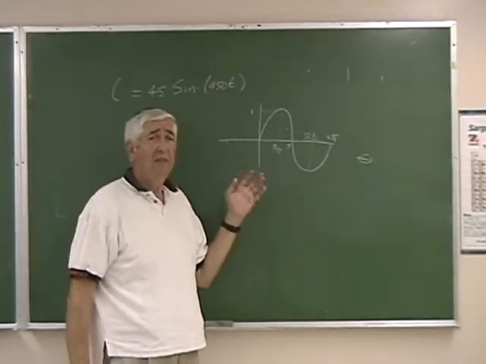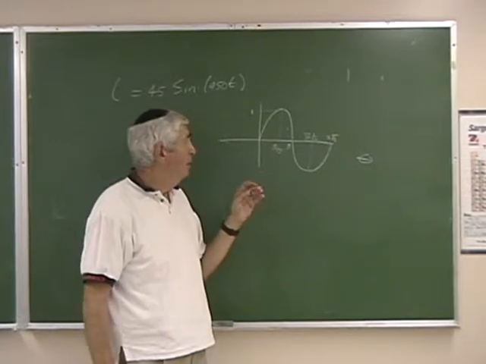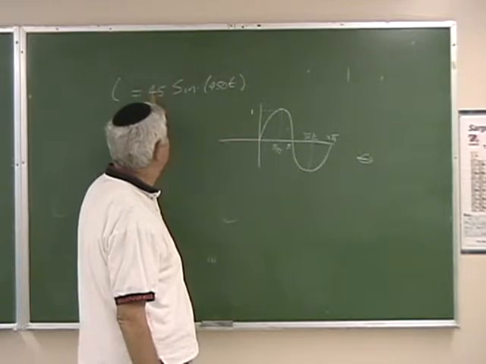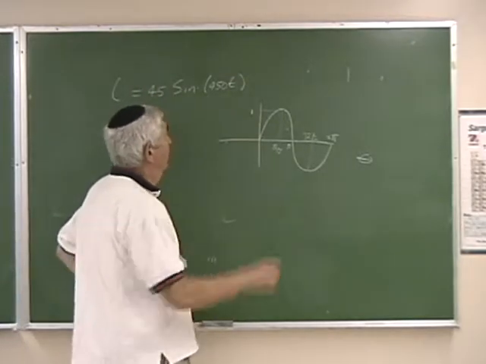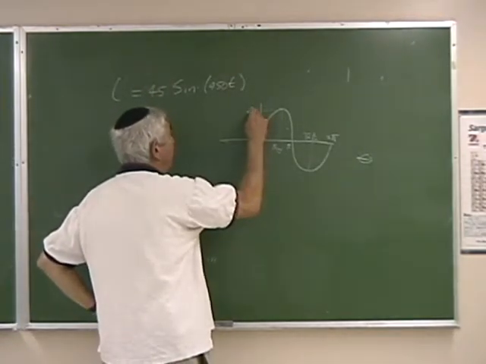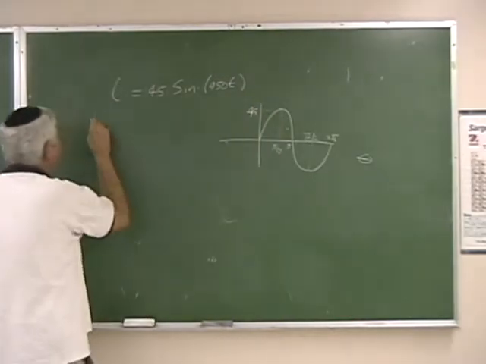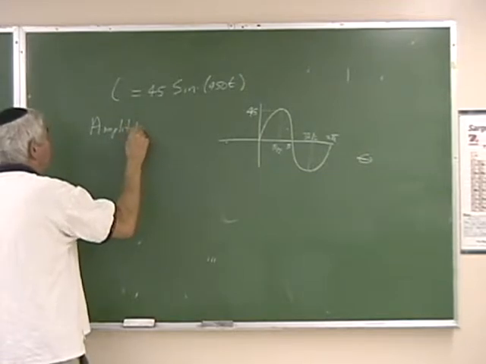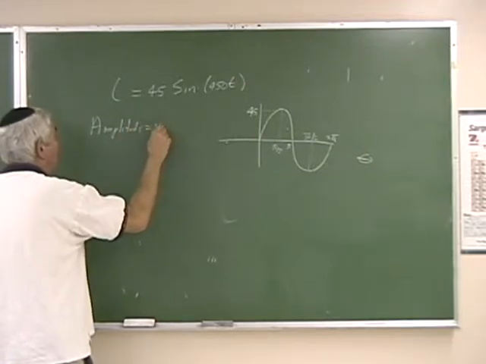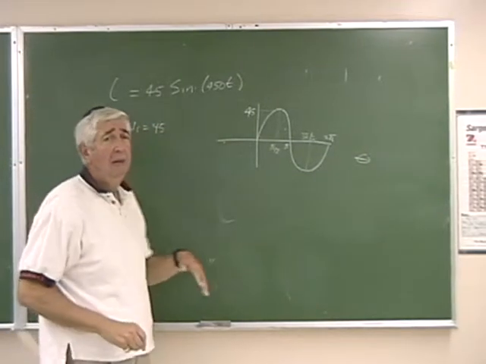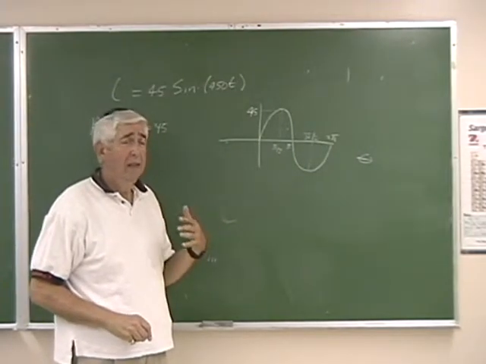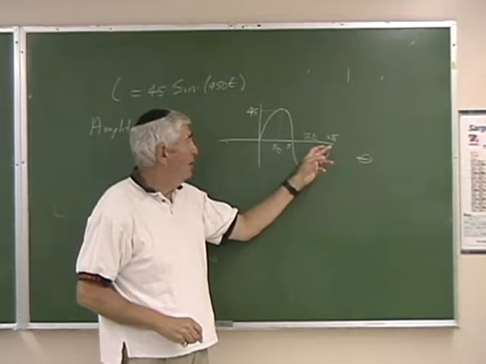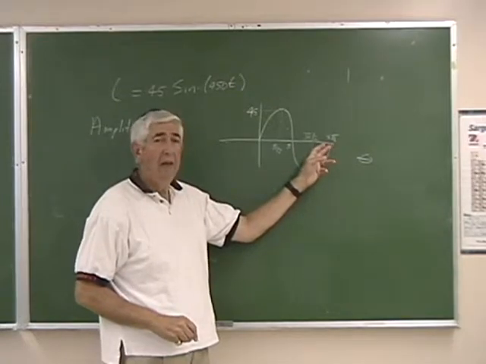The first thing that's going to happen is this sine wave is multiplied by 45. So this height will be 45. So the amplitude of this wave would be 45. Now, what about the period? This is a period. And this period is equal to 2 pi.